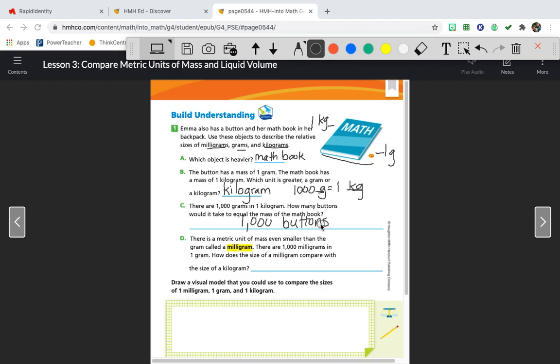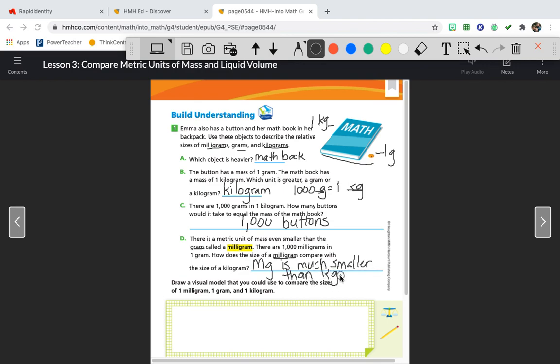All right, D, there is a metric unit of mass even smaller than the gram, and it's called a milligram. There are 1,000 milligrams in 1 gram. How does the size of the milligram compare with the size of the kilogram? So we know that the milligram is smaller than the gram, and we know the gram is smaller than the kilogram. So we can say that the milligram is much smaller than the kilogram.